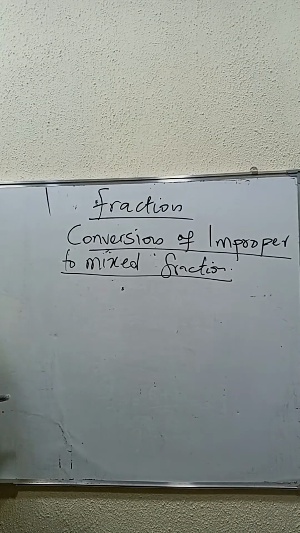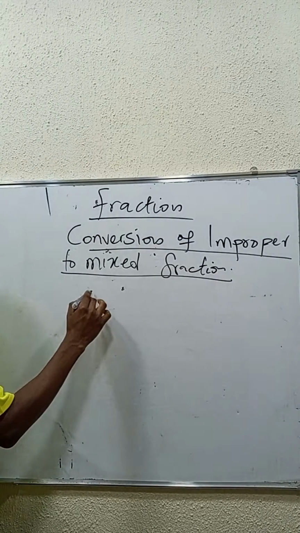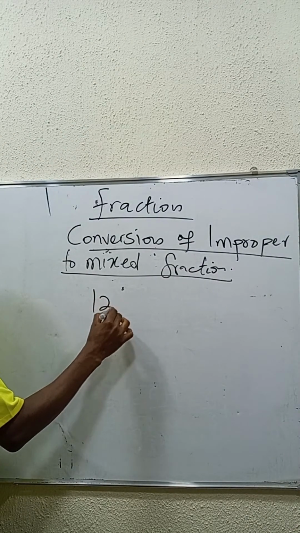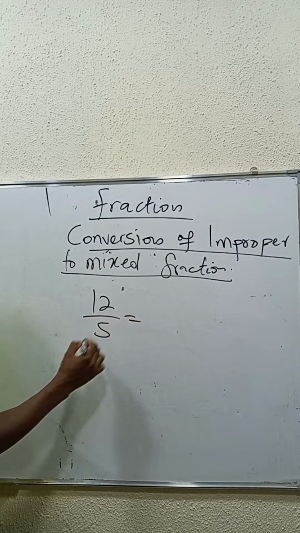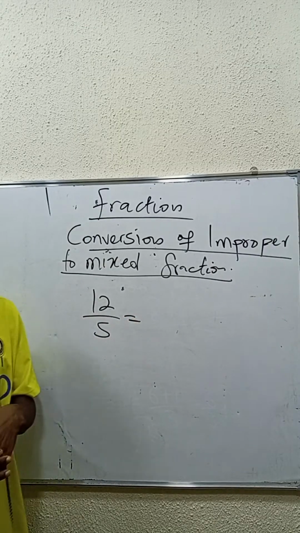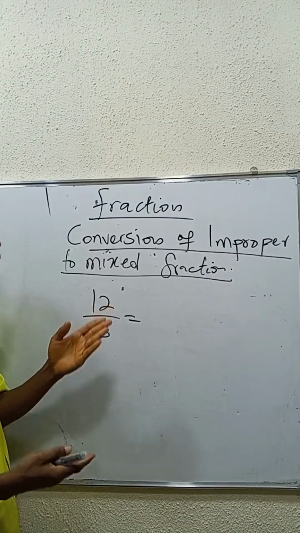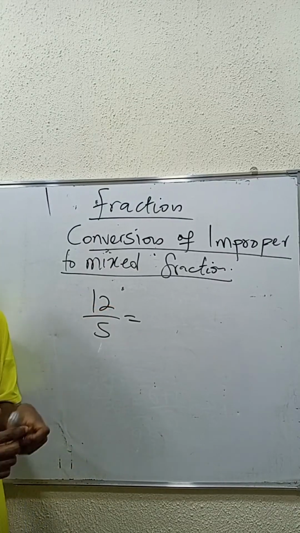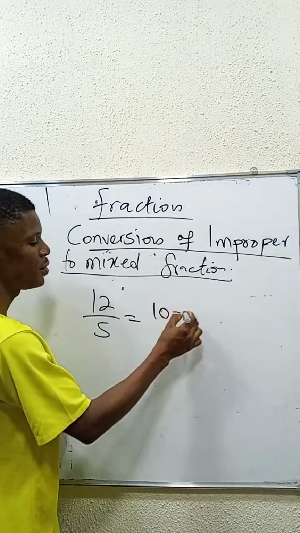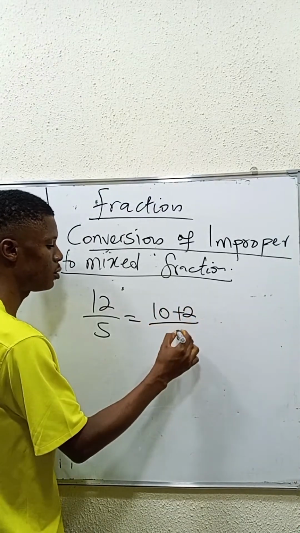So the next one we'll look at is, let's say we are looking at 12 over 5. Now, if you have 12 over 5, you ask yourself, what's the closest number 5 can divide before it gets to 12? That's 10, right? And when you add 2 to 10, you still have the 12.